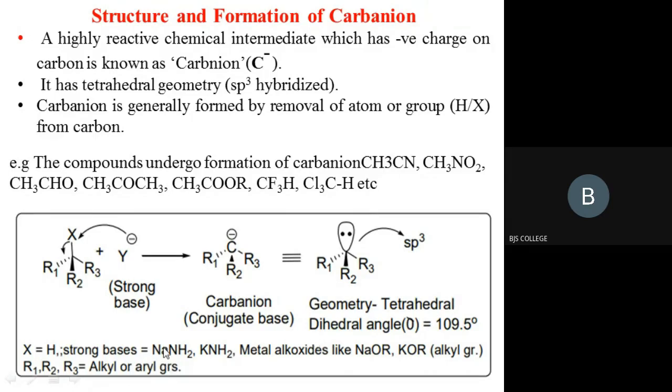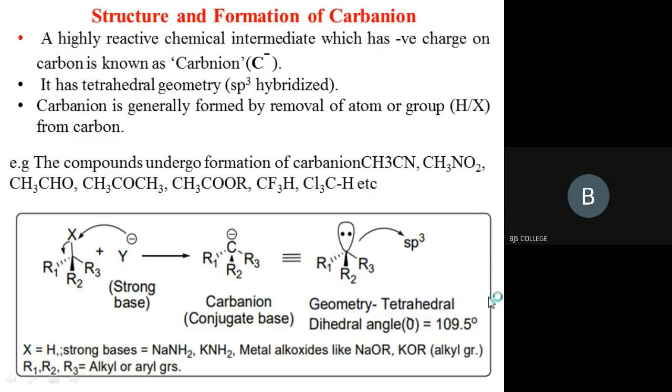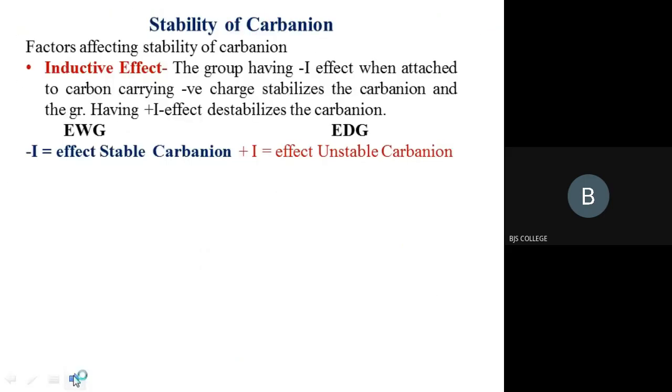Now mostly strong bases like sodamide or potassamide, NaNH2, KNH2, or sodium alkoxide, potassium alkoxide, are the bases generally used to remove X or hydrogen from your molecule. And as I told you, you get a carbon which is trivalent, but its geometry is tetrahedral because it has 4 sp3 hybrid orbitals, out of which one is occupied by a lone pair of electrons. Now when can this carbanion be formed? Only when your molecule is able to give a stable carbanion will it be formed.